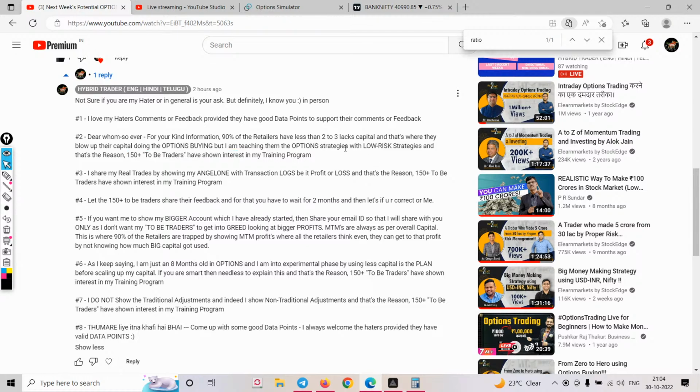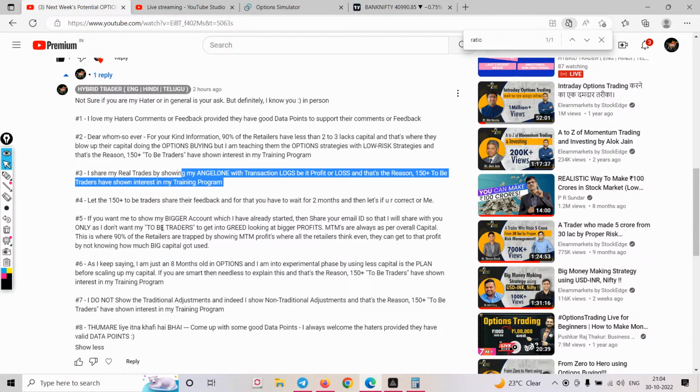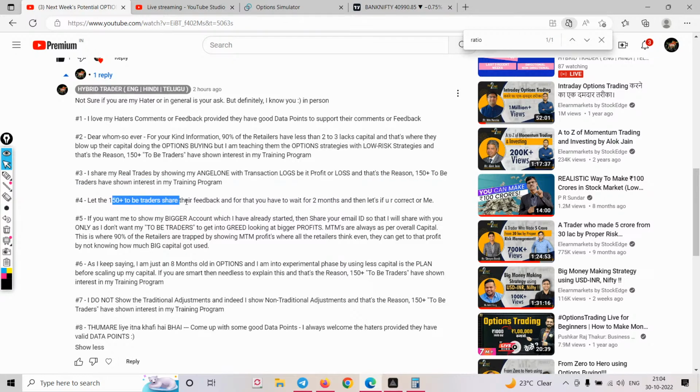That's the reason 150 plus traders have shown interest in my paid program. They should be differentiated. I show my real trades. Read this, friends, take 2 minutes. Don't get bored; I'm not bluffing here. If someone is not happy with my training, I'm okay to refund the entire amount, but you have to justify it. Let the 150 plus traders share their feedback after the full training, and based on that I'll get to know whether he was correct or I was correct. This is the way I wanted to respond to my haters.